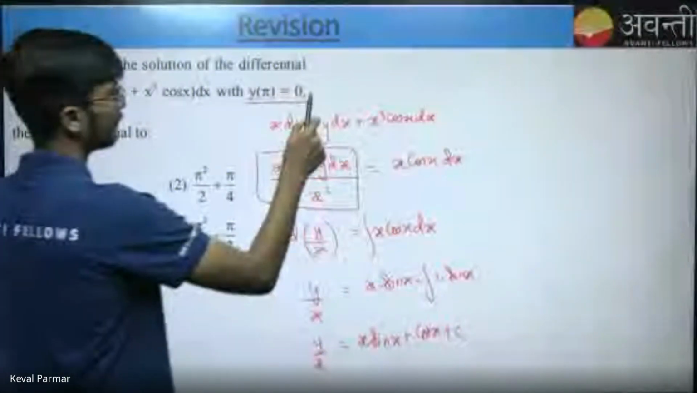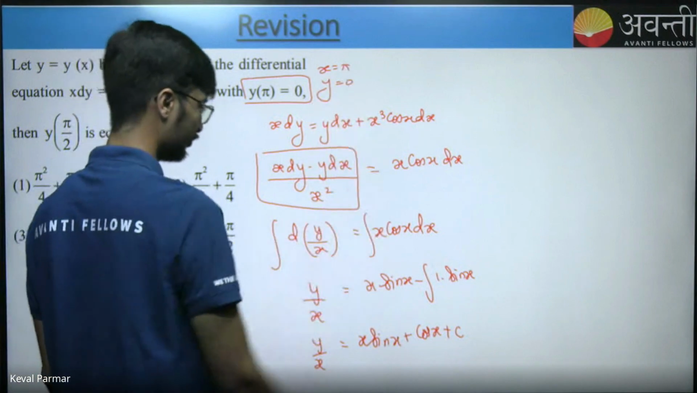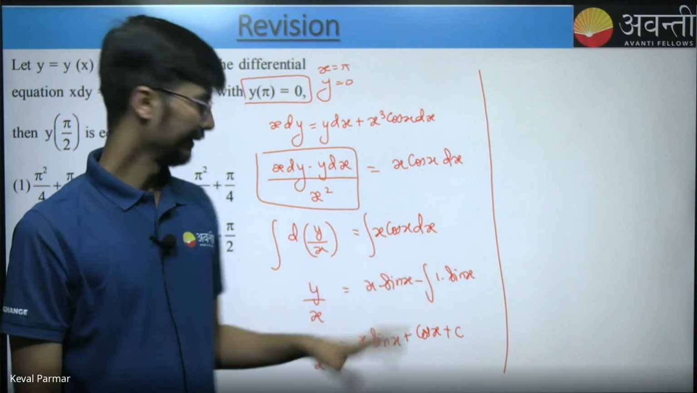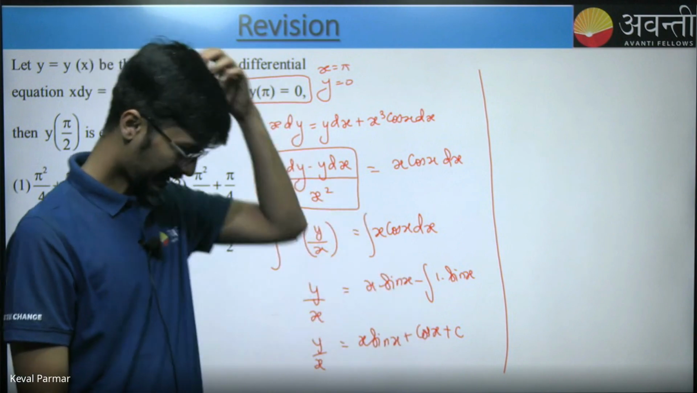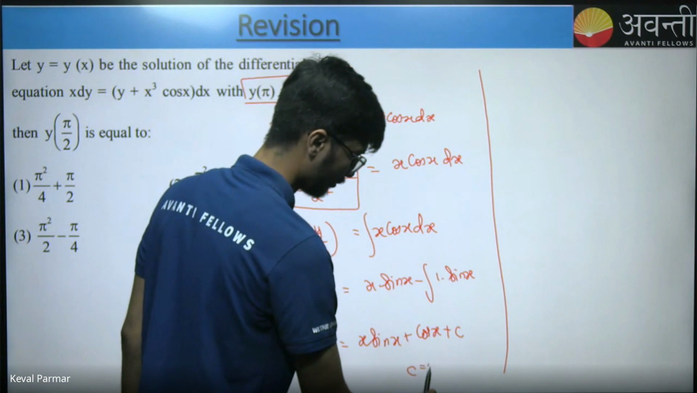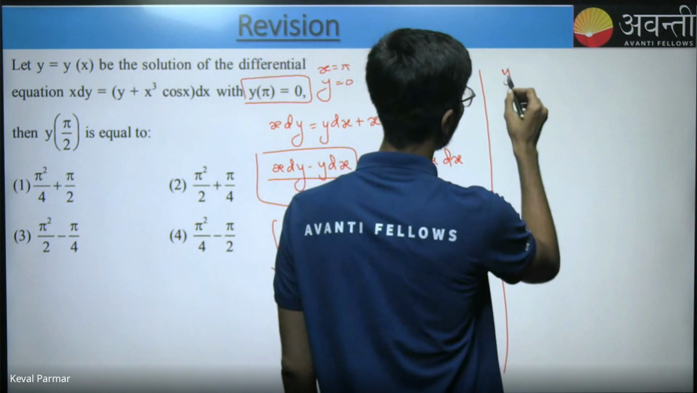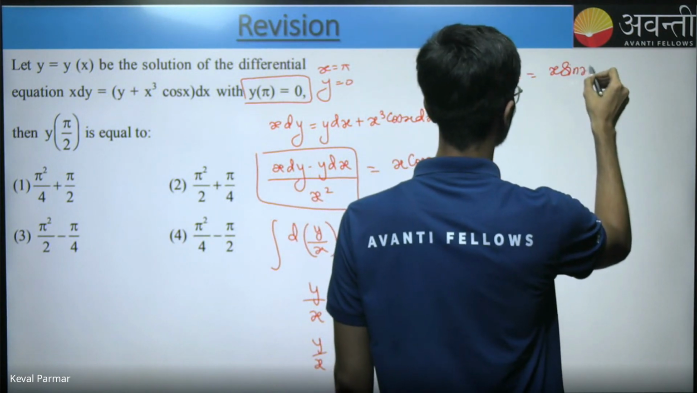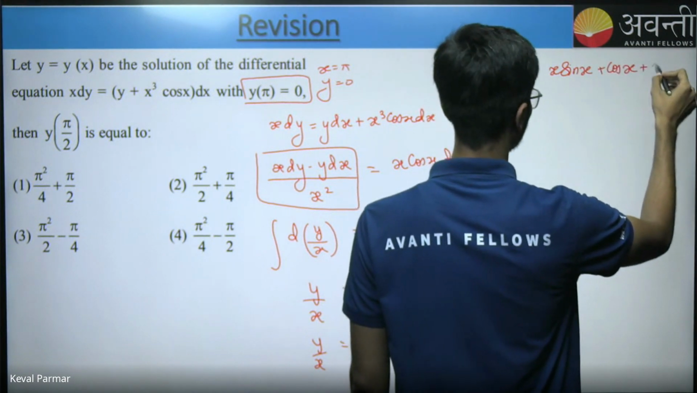So we have been given this value. That means x equals pi, y equals 0. So if I substitute this value, y equals 0, gone. x equals pi, gone. Cos pi is minus 1. So I think c will be equal to 1. So our equation will become y upon x is equal to x sine x plus cos x plus 1.